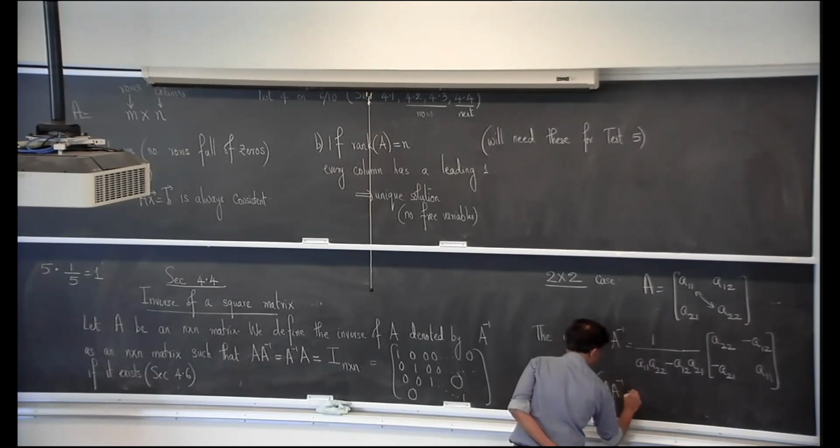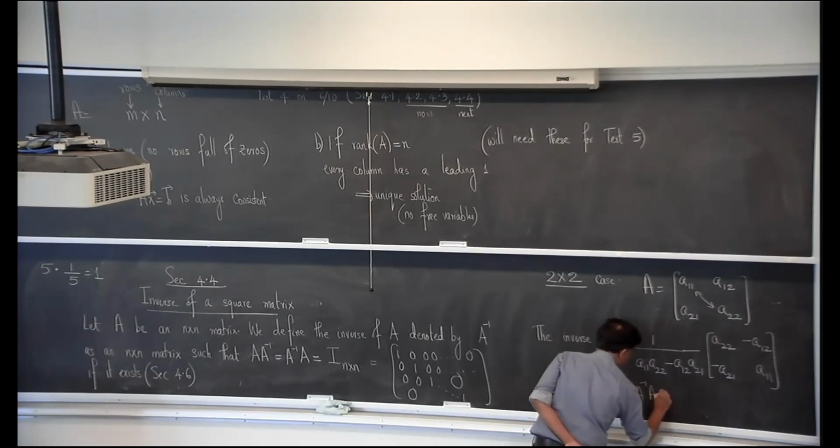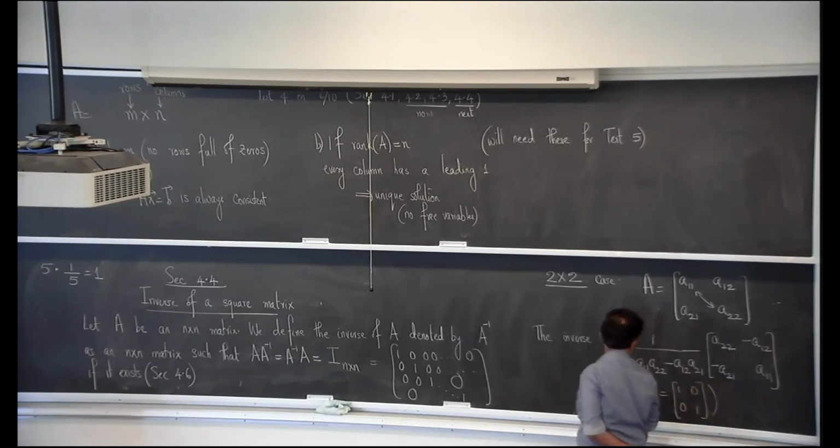You don't have to check it, but if you have plenty of time to do it, you will get 1, 0, 0, 1. So for a 2 by 2, it's just plug and chug, right?